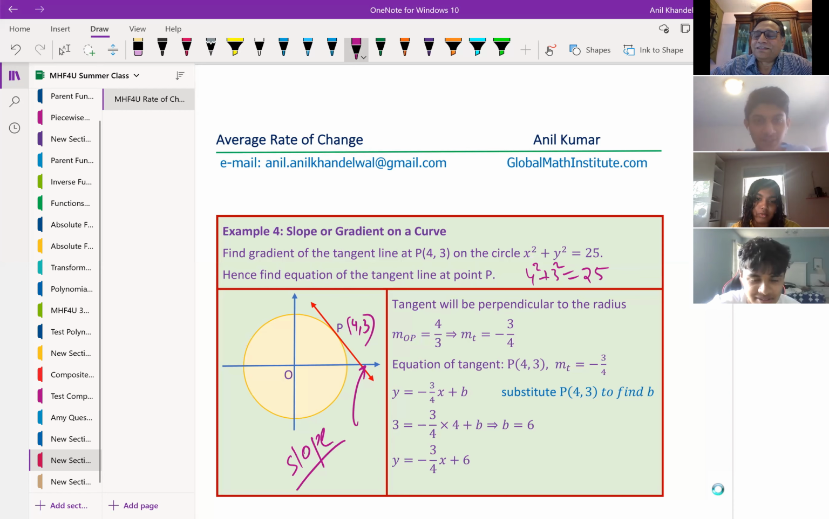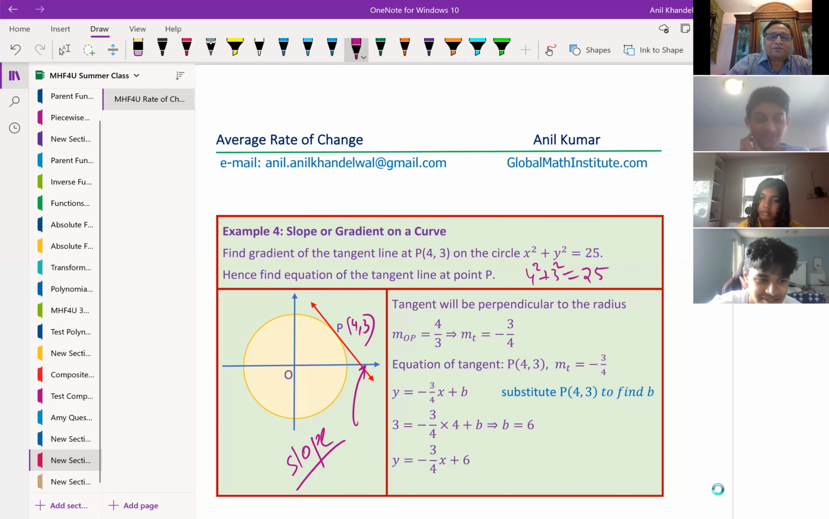It says find the gradient of the tangent line at that point, right, sir? In the solution it says perpendicular, right, sir? But I was trying to figure out how the tangent would be perpendicular. That's what I wanted to do, see the solution before you.